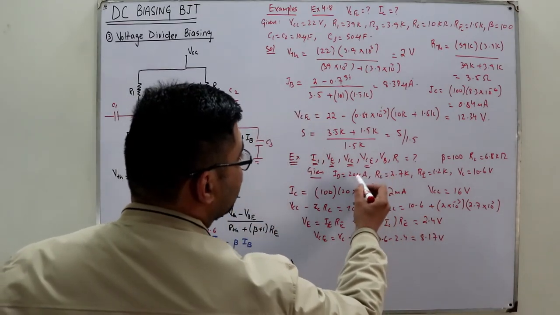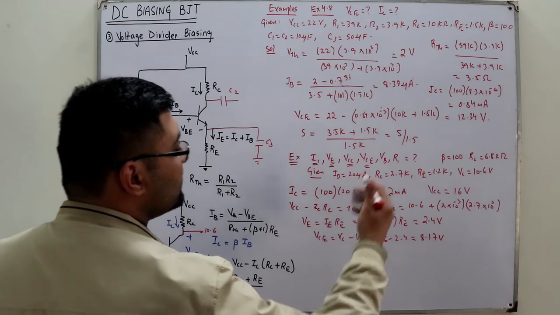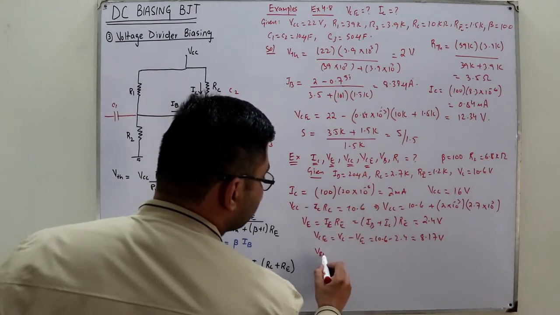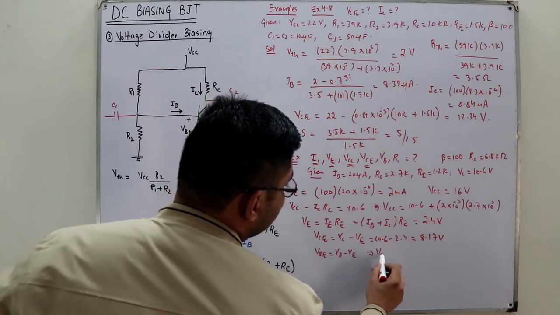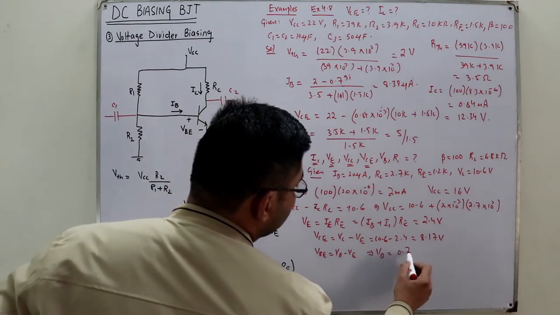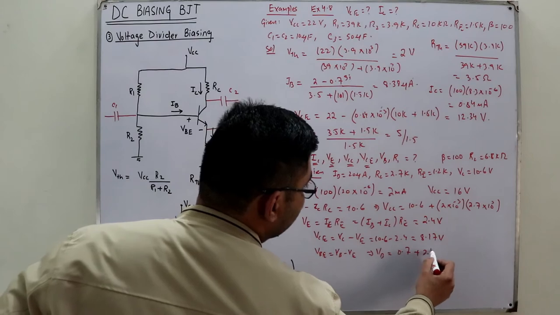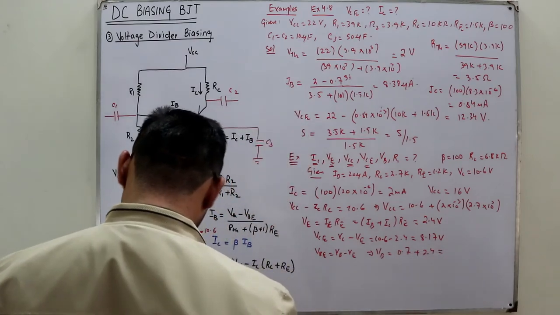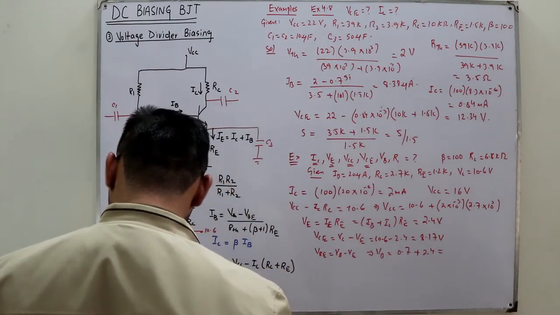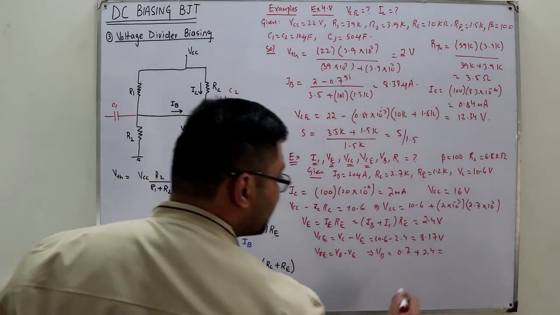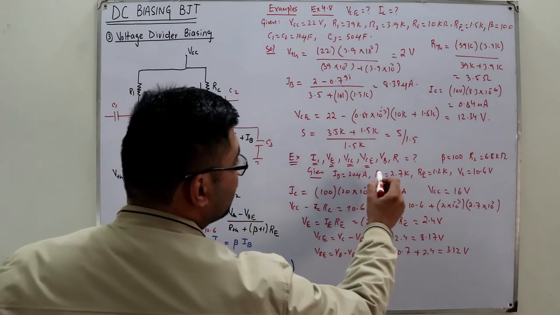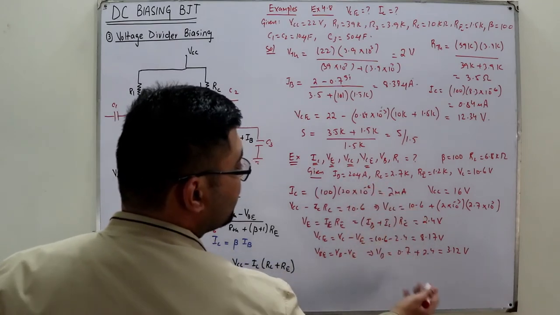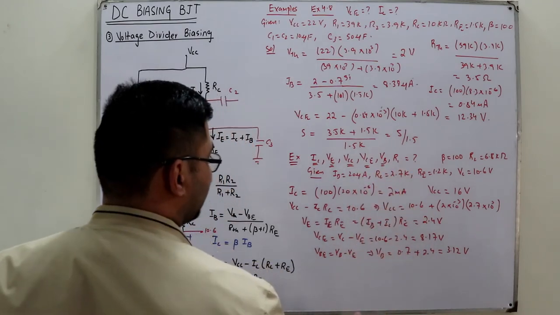So VCE is done. VB you can find out from VBE. So VBE is VB minus VE. VB would be what? VBE is 0.7 plus VE, which is 2.4. This comes out to be 3.12 volts. VB is also done. Now R1.